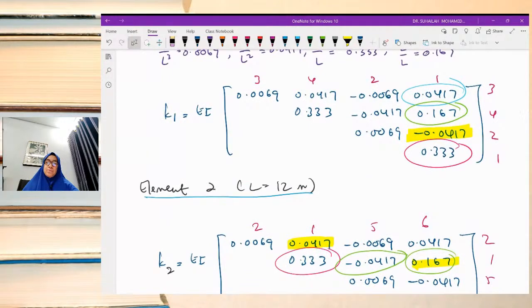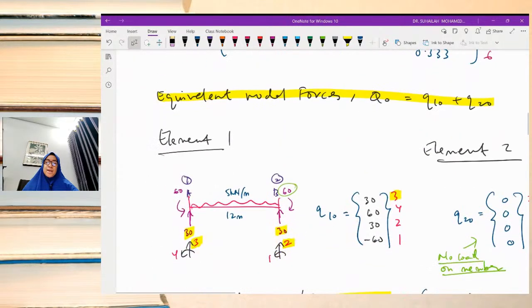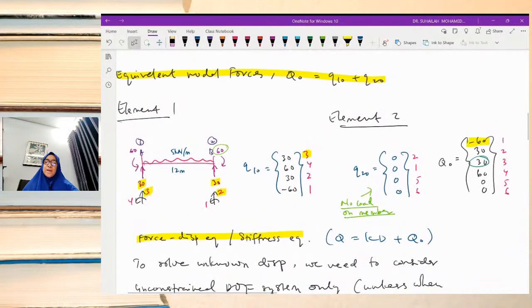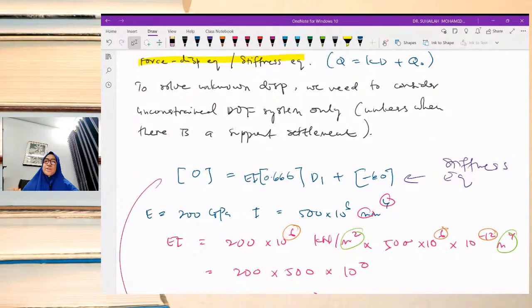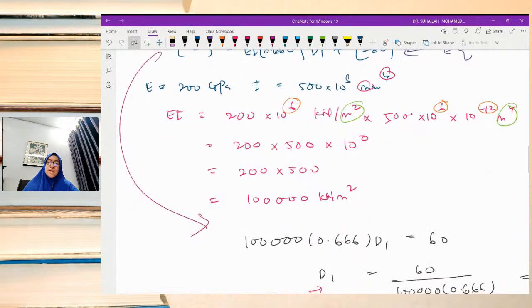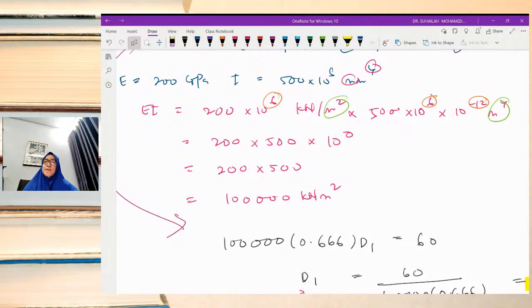So we give K1 and K2, and then we analyze the Q1 node and Q2 node. We solve the unknown displacement by solving the stiffness equation corresponding to the unconstrained degree of freedom system only, because this question has only one unknown displacement. That is why we get only one equation, one equation like this. I have also shown how we change the units of E and I.